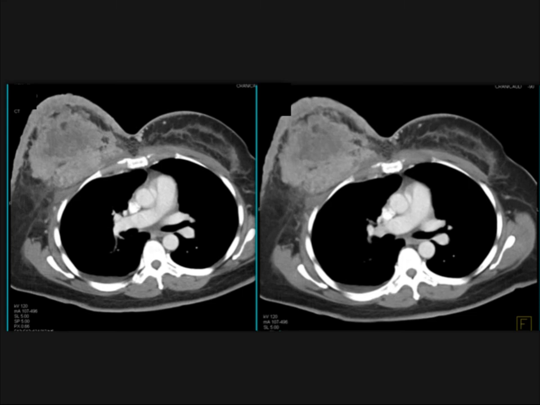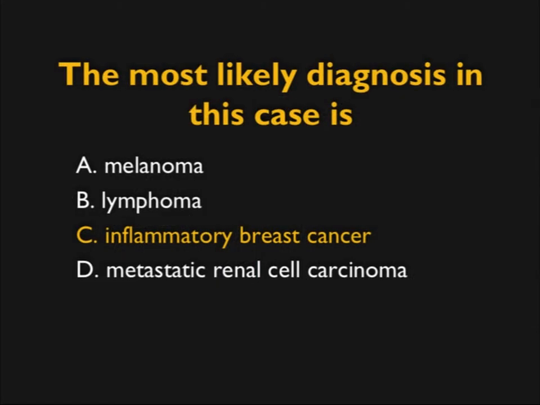With metastatic renal cell, it was nodules that are enhancing. With melanoma and lymphoma, it can be bulky, but at the end of the day, with such diffuse skin thickening, such a large mass, you have to really be thinking this is a primary breast cancer, and this indeed was inflammatory breast cancer.